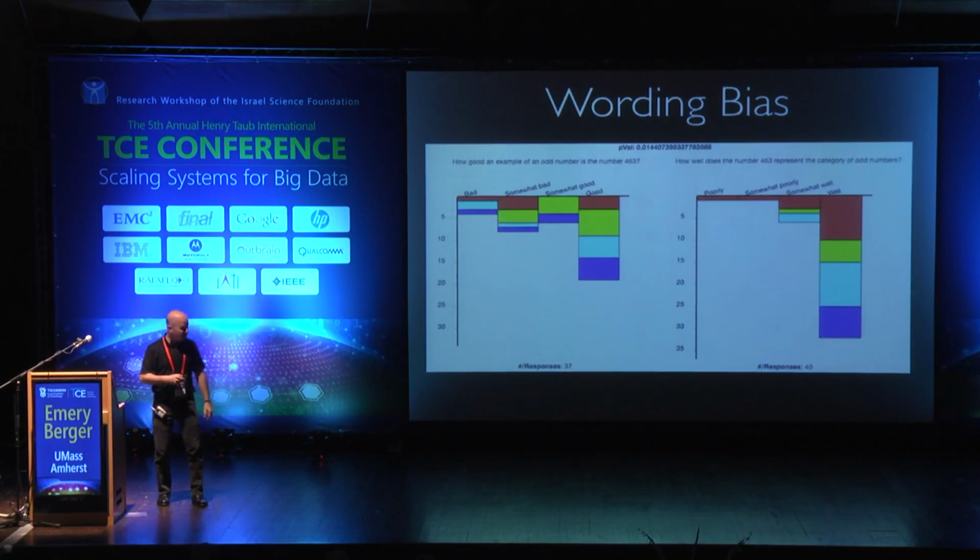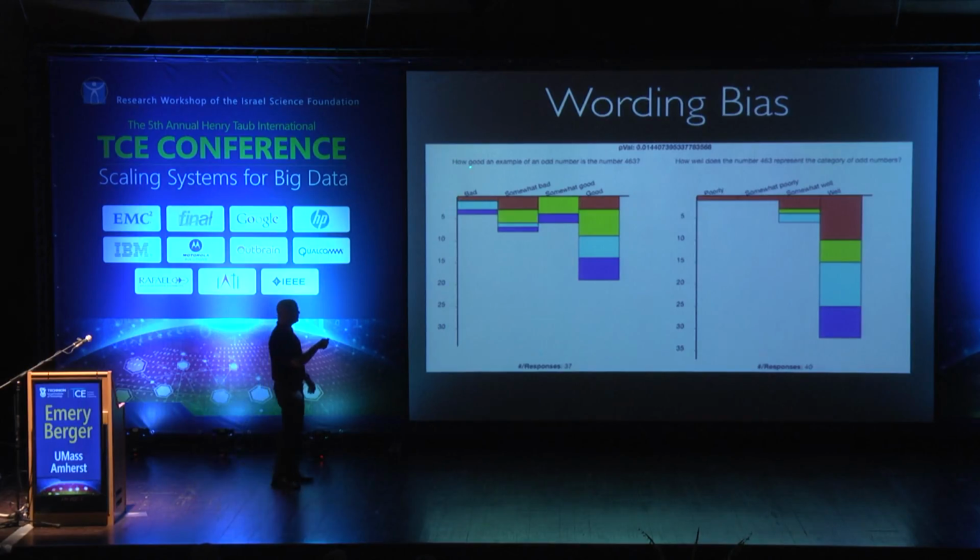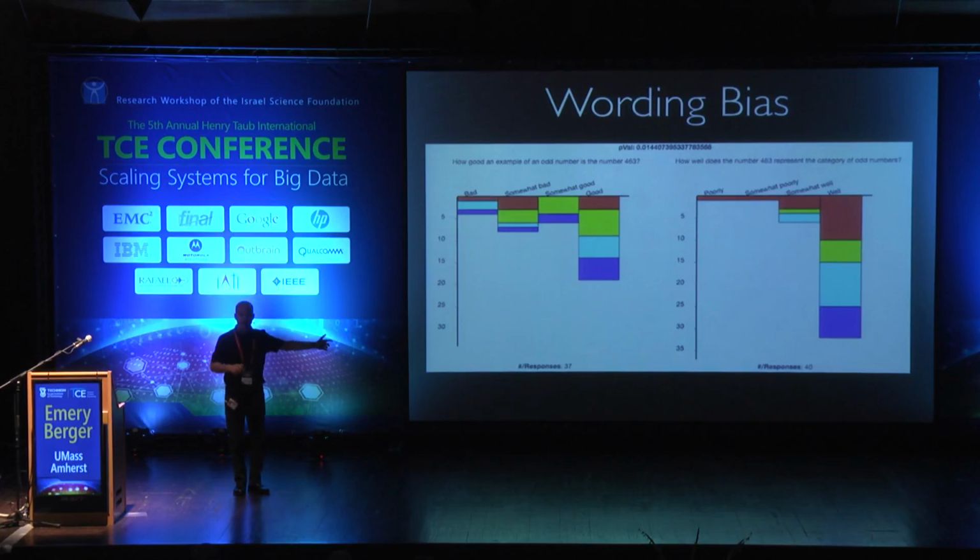So we ran the survey with SurveyMan, and we asked different questions. This question was, how good an example of an odd number is the number 463? And then, how well does the number 463 represent the category of odd numbers? And it turns out, as you can tell, these distributions look very different, right? And it really is just the wording.